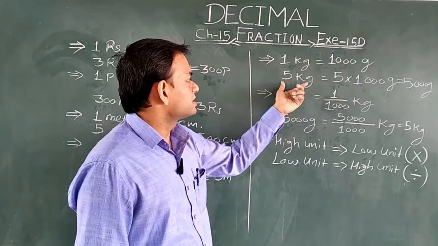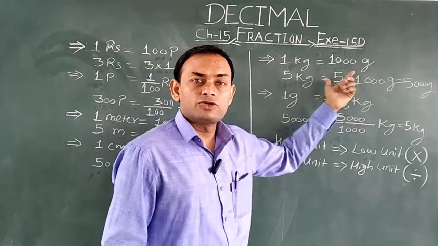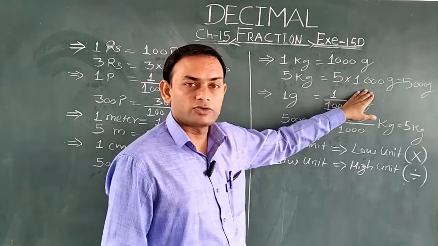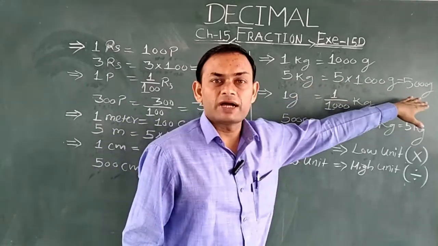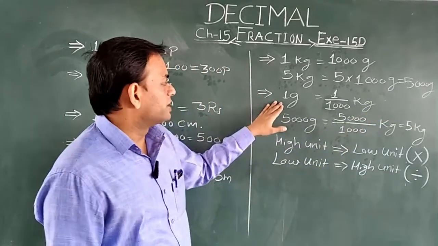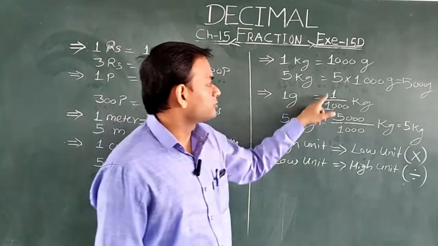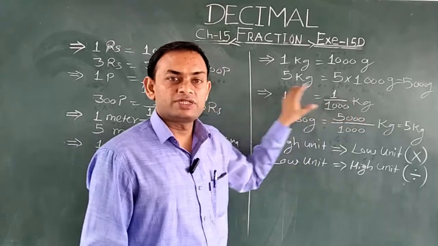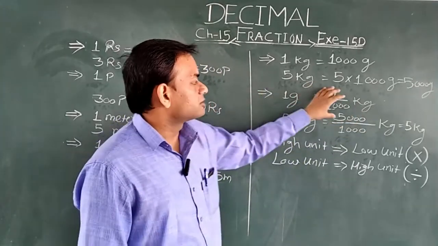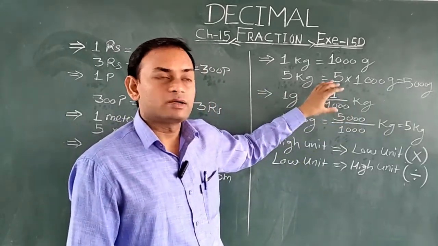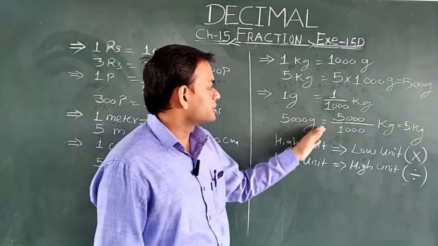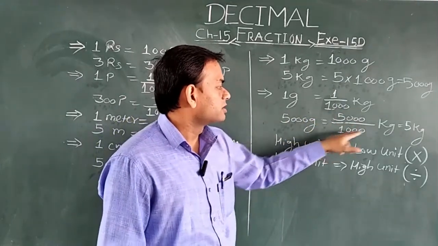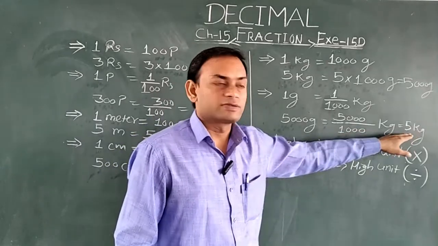Again, 1 kg is equal to 1000 gram. When you change kg to gram, you have to multiply by 1000. 5 kg is equal to 5 into 1000 gram, which is 5000 gram. And vice versa, 1 gram is equal to 1 upon 1000 kilogram. When you change gram to kilogram, you have to divide by 1000. Like 5000 gram is equal to 5000 upon 1000, which is 5 kg.